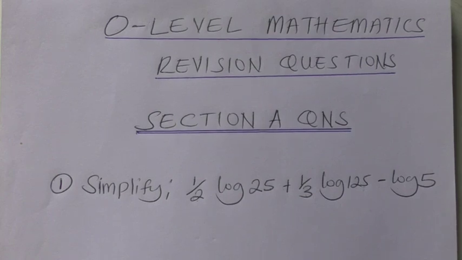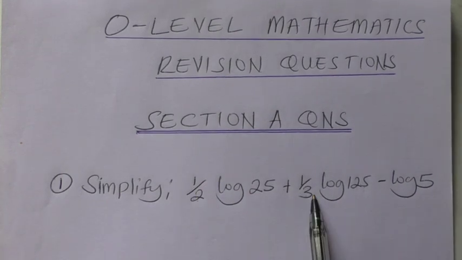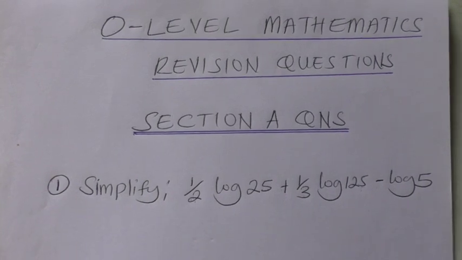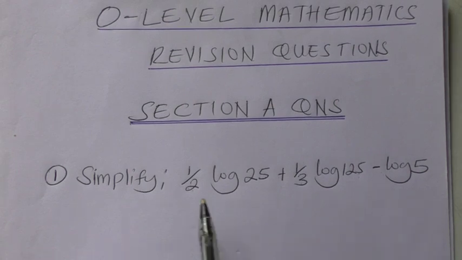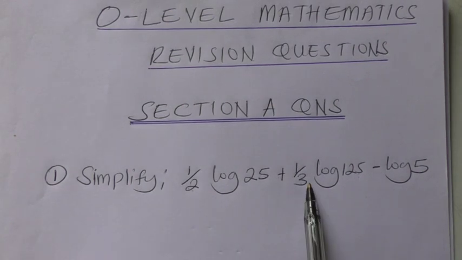Our first number is from logarithm. It says simplify a half log 25 plus a third log 125 minus log 5. So we have addition and subtraction, and we also have the coefficients to our logarithms. Before we add or subtract, we must first eliminate the coefficients.